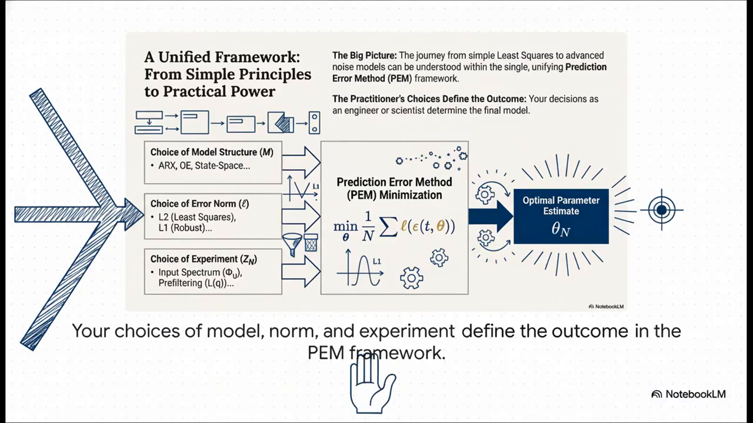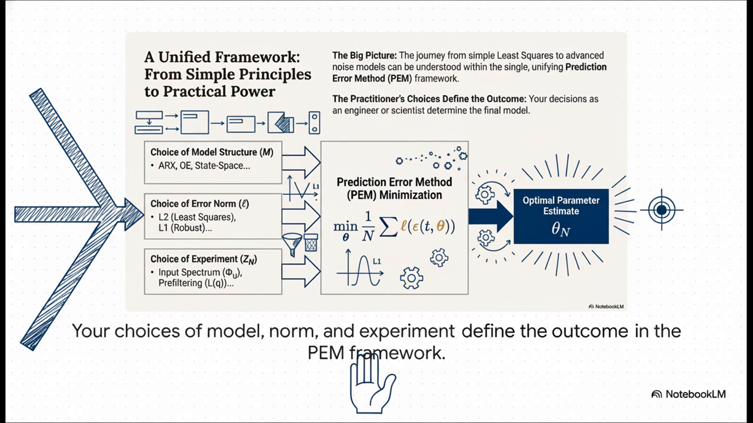And this brings us to the grand unified theory of it all. The big picture. Everything we have talked about, from the simplest least squares to more complex methods, they can all be seen as just different paths you can take within this one single framework called the prediction error method, or PEM. The power is entirely in your hands. You, the practitioner, get to choose the model structure. You get to choose the error norm, maybe L2 for least squares, maybe L1 for robustness, and you get to design the experiment. These three choices are the ingredients you feed into this minimization problem, and together they completely define your final result.